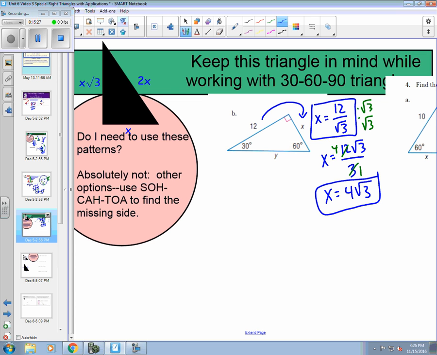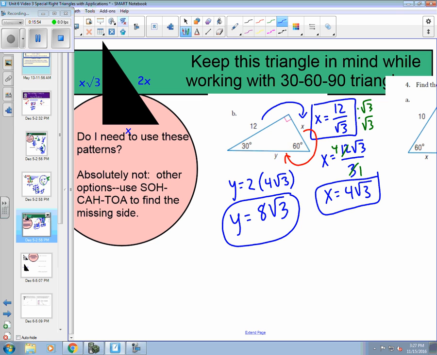All right, well, we still got to find y, though. Now we're going from the short side to the hypotenuse. That's a factor of 2. Since we're going from a shorter side to a longer side, we want to times by 2. And so y here is going to be 2 times whatever our short length was, which was 4 square roots of 3. So the exact length of the hypotenuse is 8 square roots of 3. So those would be the two there.